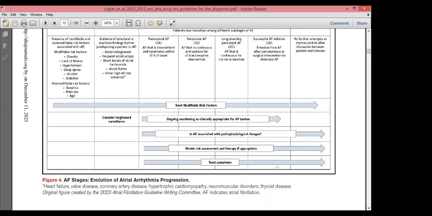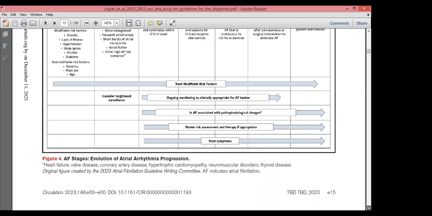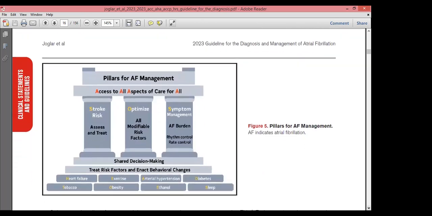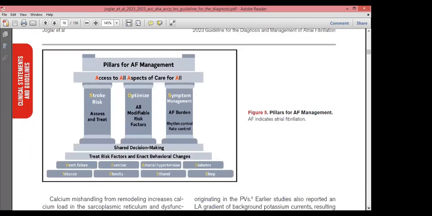So next is page 16. This page is actually showing the pillars of AF management. These pillars are targeting the risk factors that are associated with AF. So he said that when patients have heart failure, you treat. You encourage them to exercise about 210 minutes per week of moderate to vigorous exercise.